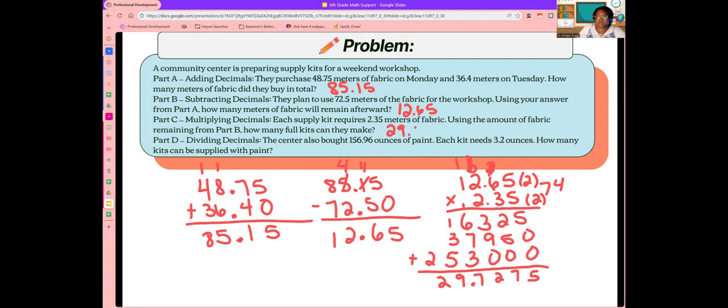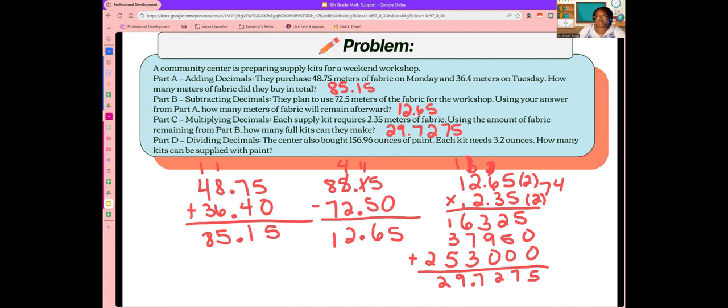and I'll go ahead and write all of it. I don't know how far they want it to be rounded, so I'll just write everything for now. Now, part D, dividing decimals. The center also bought 156.96 ounces of paint. Each kit needs 3.2 ounces. How many kits can be supplied with the paint?